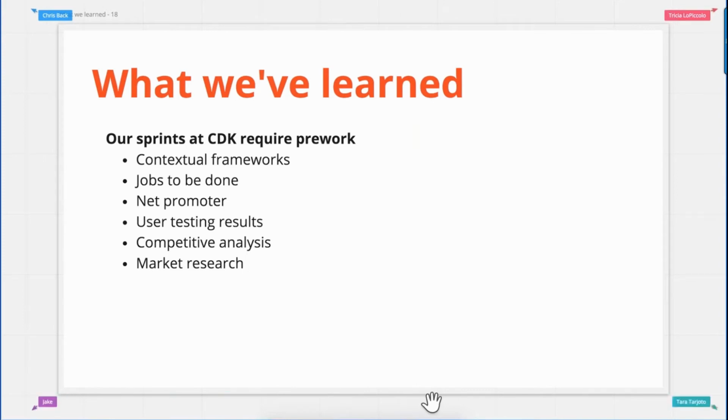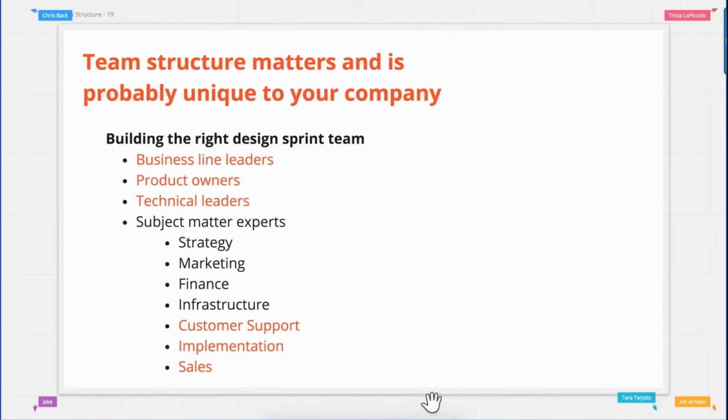And what we've learned at CDK, this means sprints require pre-work and a lot more of it. Here's just a sample of some of the pre-work we do before we head into a remote design sprint. The team structure matters as well, and it's probably unique to your company. So what worked previously for you or within another team may need to be rethought when you're inviting stakeholders to your design sprint.